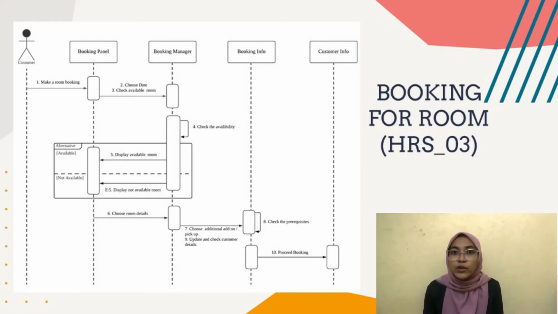After display, it will send a message of choose room details at booking manager, and then it will go to booking info to choose additional add-on or pickup, and it will send message to check the prerequisite. So that the message will go to update and check customer detail. From there, it goes to customer info to proceed the booking.